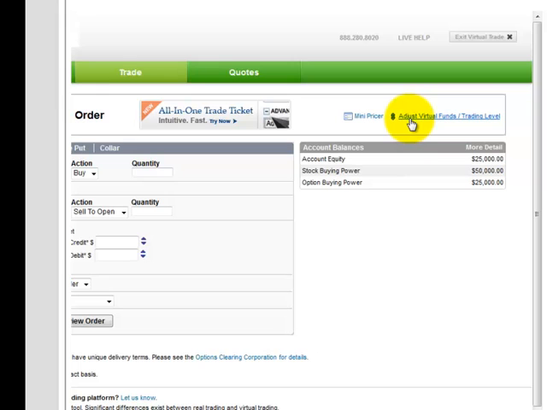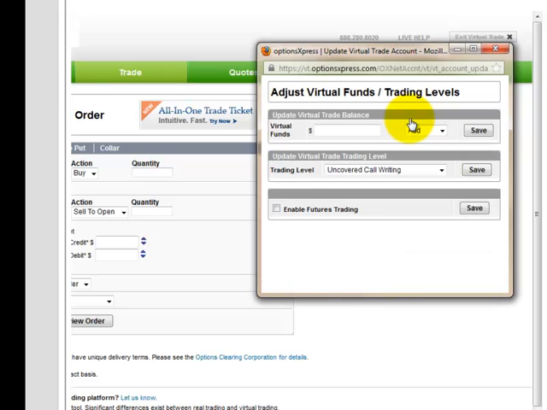Now just here we see that we can adjust our virtual funds and trading level. So if you wanted to take a lot of different trades so that you can have a lot of practice, you might want to raise that level. Or if you just want to use the amount of money that you think you'll have. So let's say you only were going to have $10,000, then you could go here and subtract $15,000 from there.